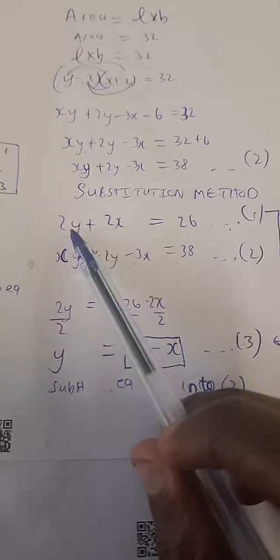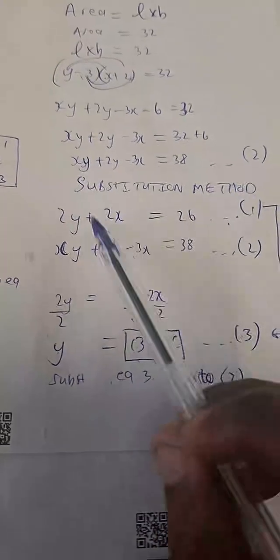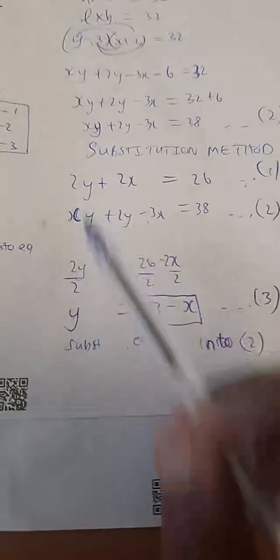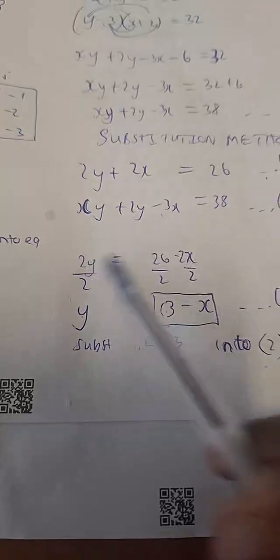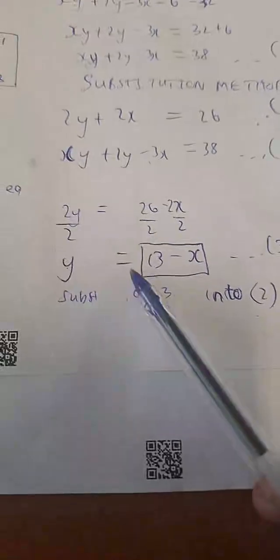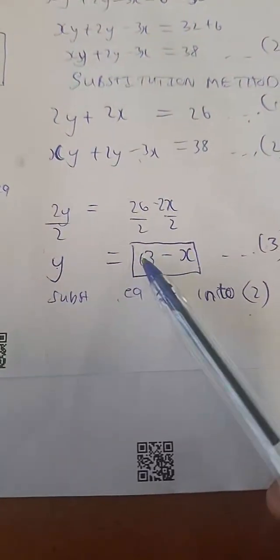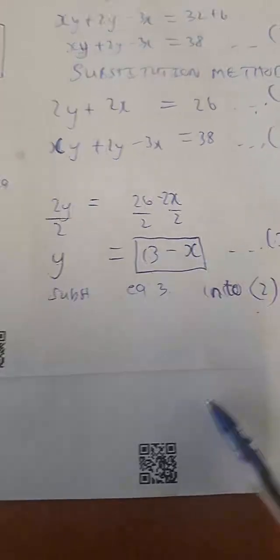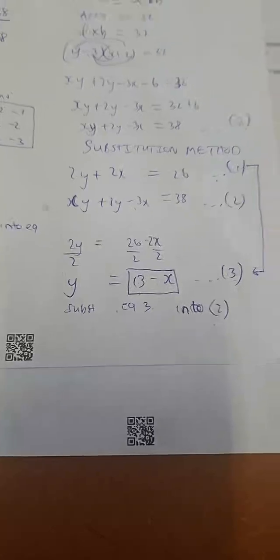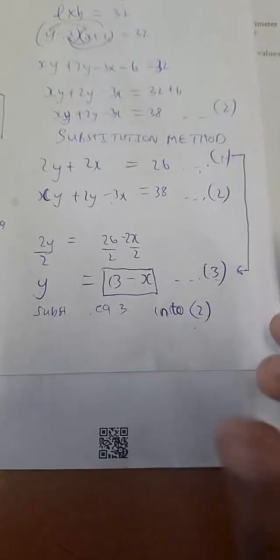I'm going to make a subject. What is nice is that all of these are divisible by 2. So I can make it, doesn't matter, I make y the subject. 2y, I transpose the 2 minus 2x, and then I divide by this coefficient of y, which is 2. What I do on the left, I do on the right. I divide 26 by 2, and 2x by 2. I get y is equal to, what's 26 divided by 2? 13. What's negative 2 divided by 2? It's negative x. Now it becomes equation 3.